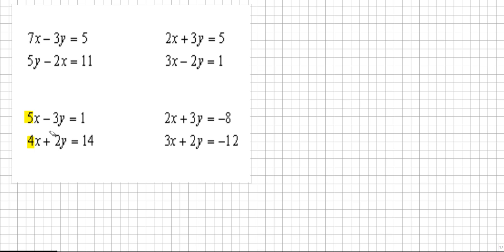The last equation, we have 2x, 3x, same here. Let's try to change these into 6, because 2 and 3 are factors of 6, and we have plus 3 and plus 2. Same thing for y. 2 and 3 are factors of 6.